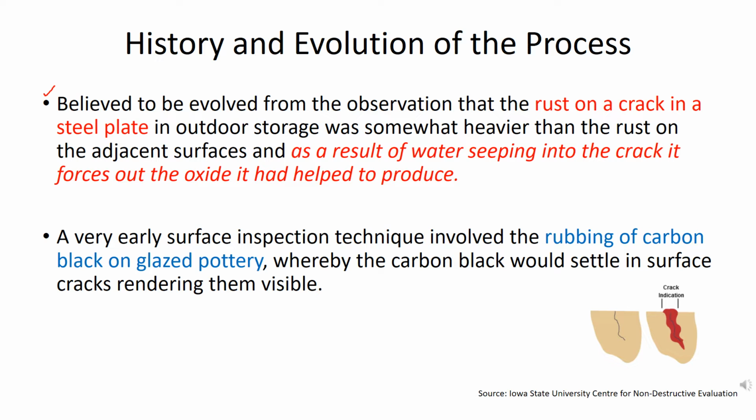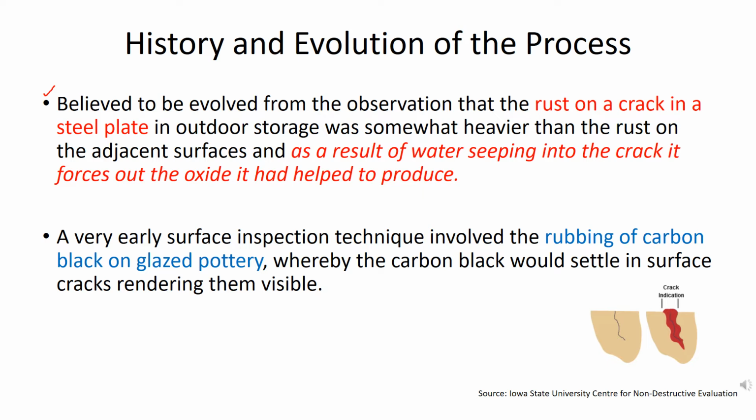a steel plate. Suppose you have a steel plate and there is a crack in it. If you place the steel plate outside such that corrosion forms, then the rust inside the crack is heavier than the rust on the surface. So if water seeps inside the crack, it will force out the oxides or corrosion products formed during the rusting of that steel plate. And when those corrosion products come out to the surface, they reveal the location of the cracks.